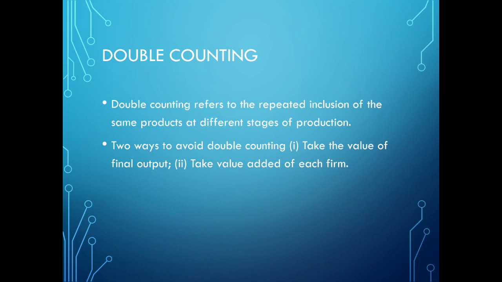There are two ways to avoid double counting. Either we should take the value of final output which is made after the various different stages of production, or we have to take value added of each firm. Means what is being value added at each stage of production, we have to add that. Clear? So the value added method is about taking value added by each firm.